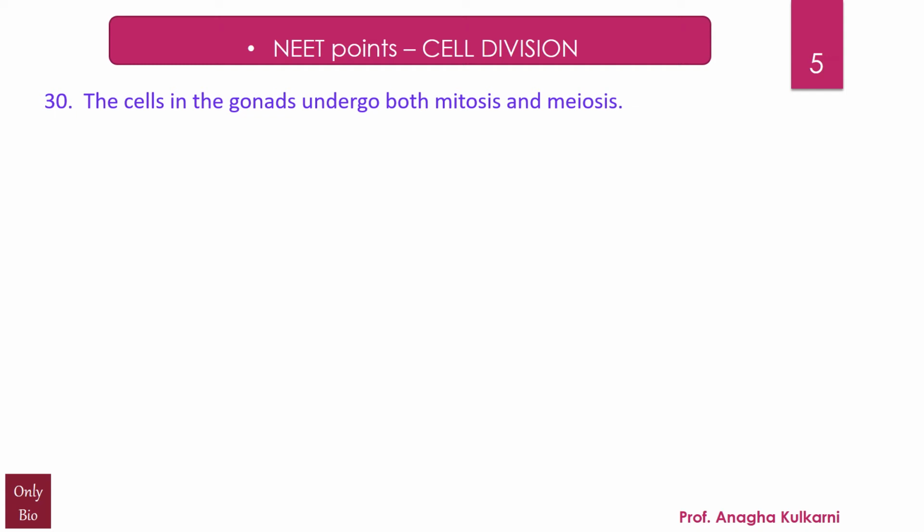So, let me tell you, when a child or an organism, when an animal is in the growing stages, the growth is possible by means of mitosis. And when that animal reaches the puberty stage, wherein there is sexual maturity, at that time the same cells then undergo meiosis so as to produce the gametes.